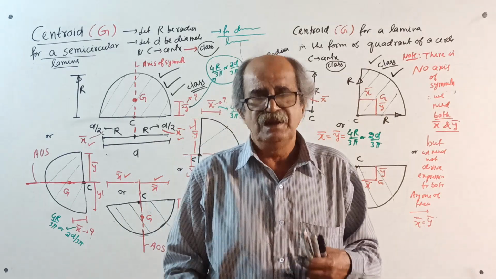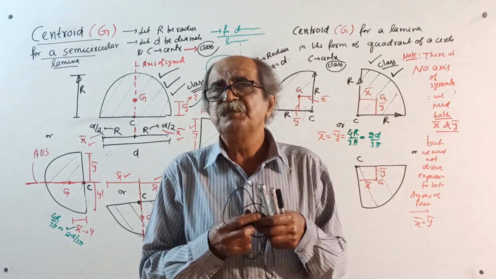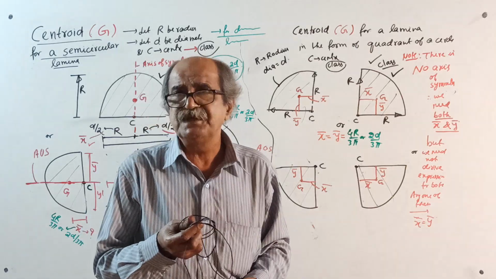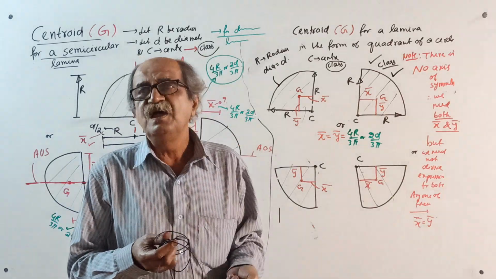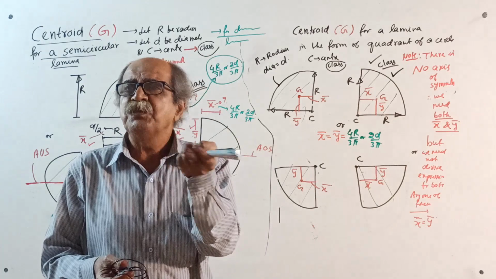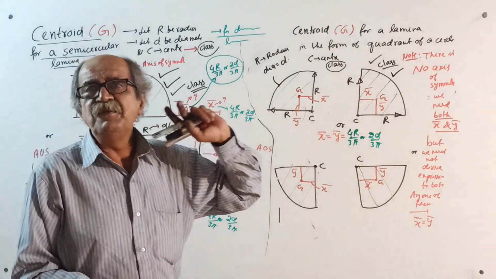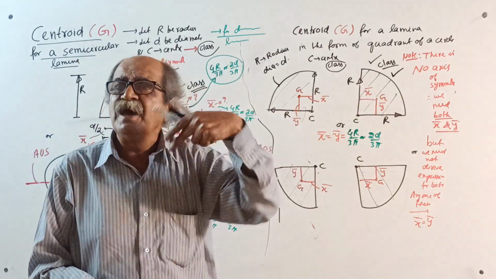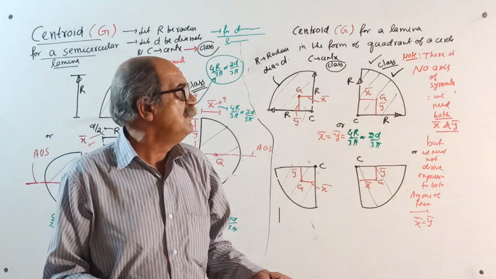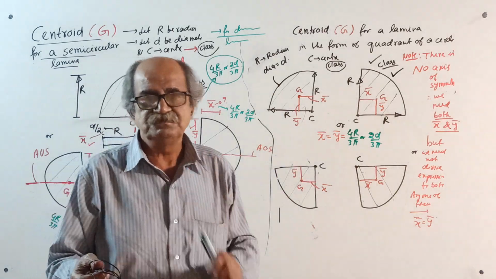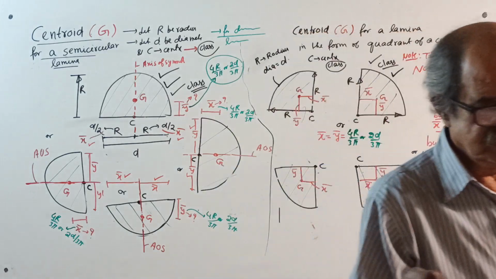Suppose there's an examination and they ask you to derive the expression for locating the centroid for a semicircle or quadrant of a circle. You can go for any approach. I will first go for one of the approaches, the first approach. Then I will tell you, you can derive in some other way also. Finally, the answer will come the same in both. Okay, I will prepare the sketches.